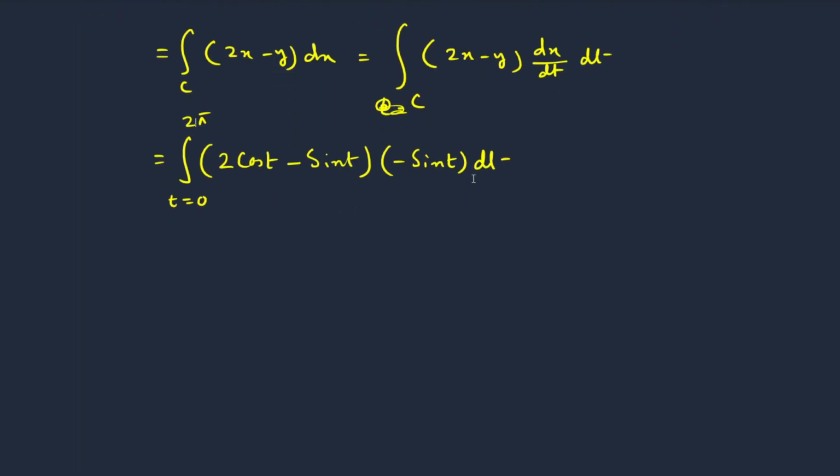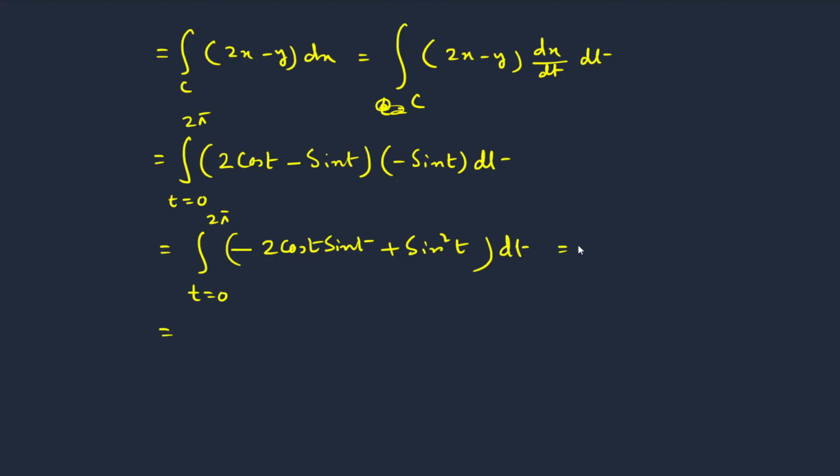Now, since the integration is only in terms of t, you can easily integrate it. So it will be t equals 0 to twice pi. If you multiply, you will get 2 cos t sin t minus plus sin square t dt. So let us integrate it.